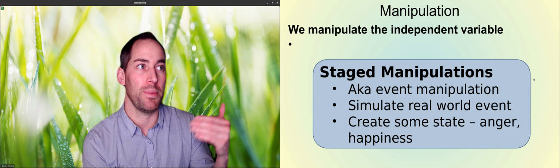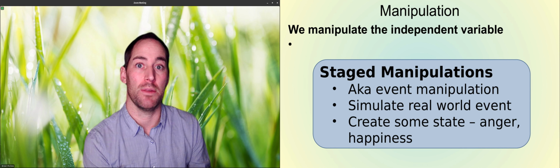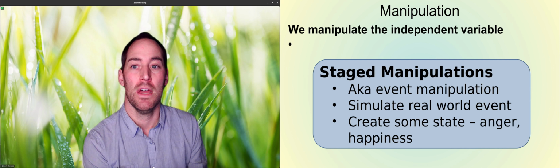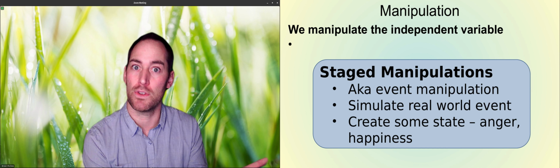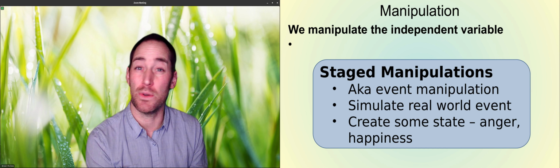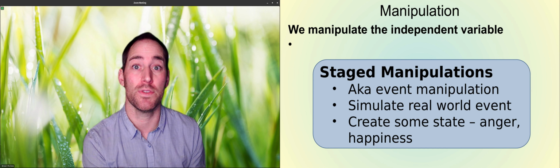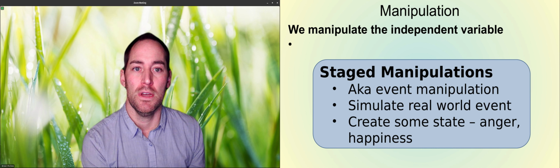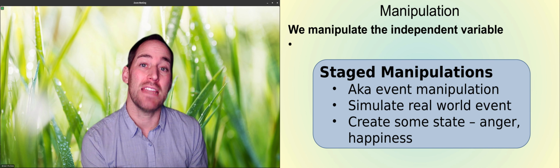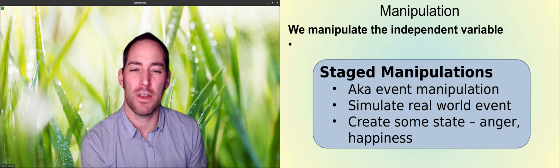So I'm trying to manipulate your purpose in life. I'm trying to manipulate your stress levels. And then I use a dependent variable measure. In these cases, I used surveys. But for stress, you could also use hormone levels, sweat, things like that. So a physiological measure.